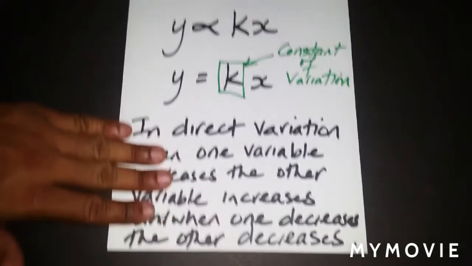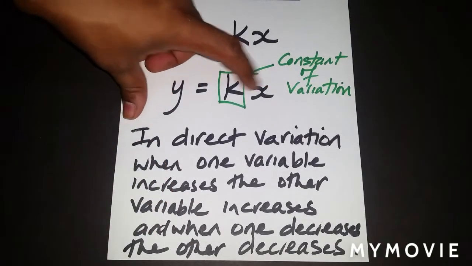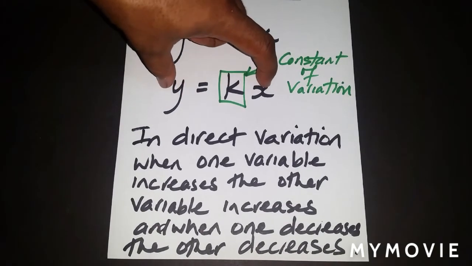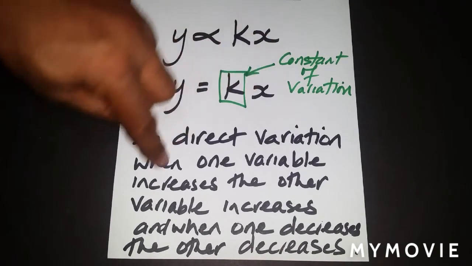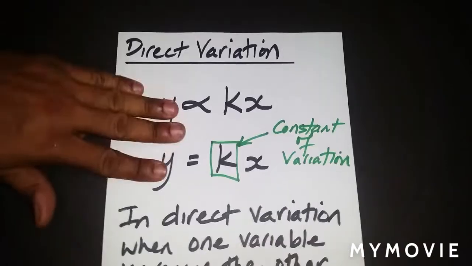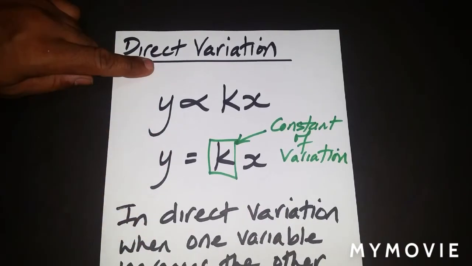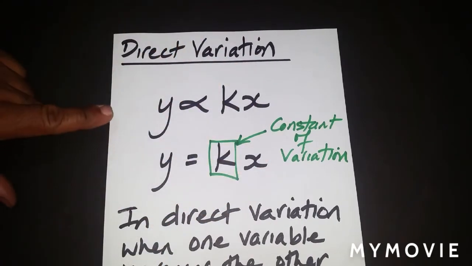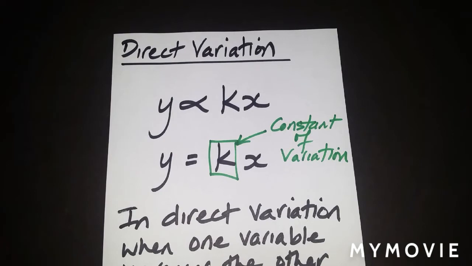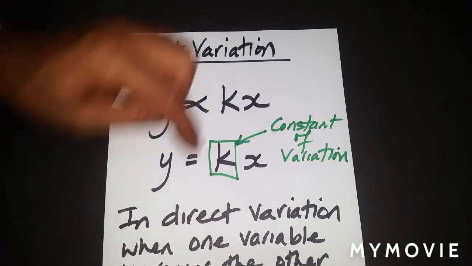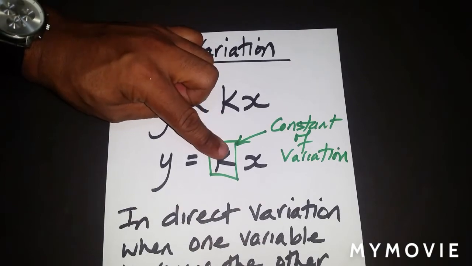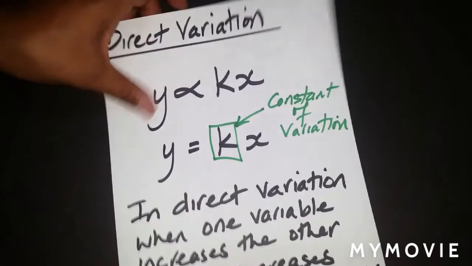So in summary, y is equal to kx. K is a constant of variation. So the two variables that are being referred to are, in this particular case, y and x. So if the value of y goes up, in direct variation, then the value of x is also going to go up. Or if the value of y decreases, then the value of x is also going to decrease. This is a constant value in the grand scheme of things. You're going to understand what I mean shortly. All right, so that's direct variation for you.